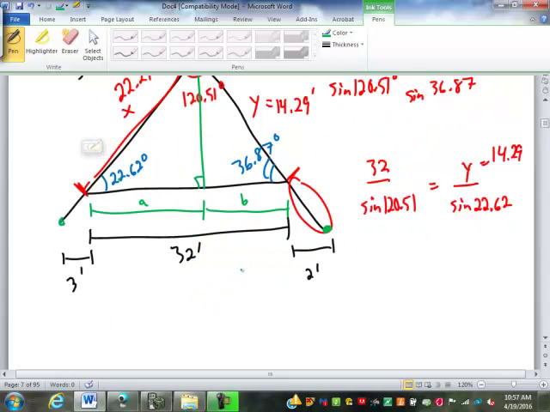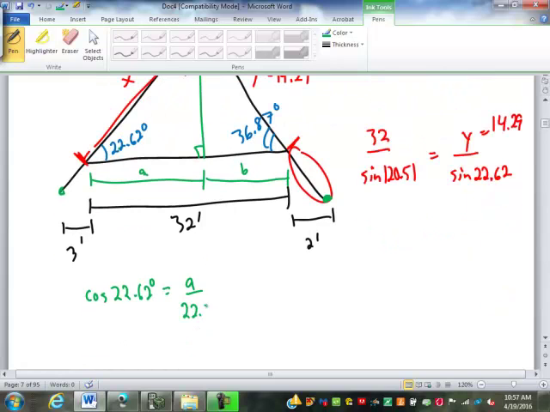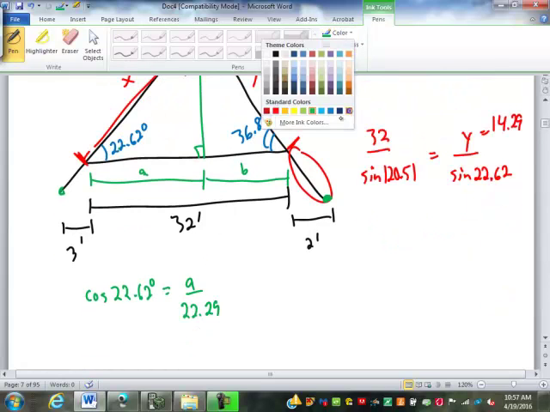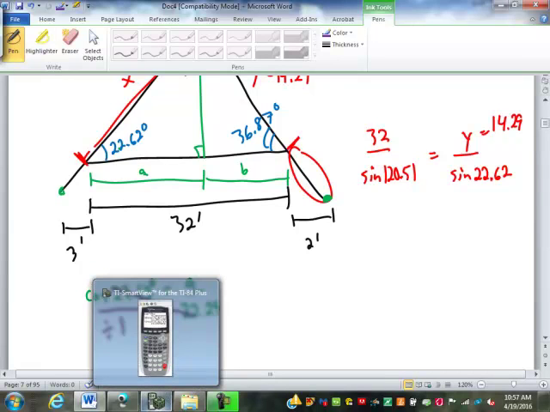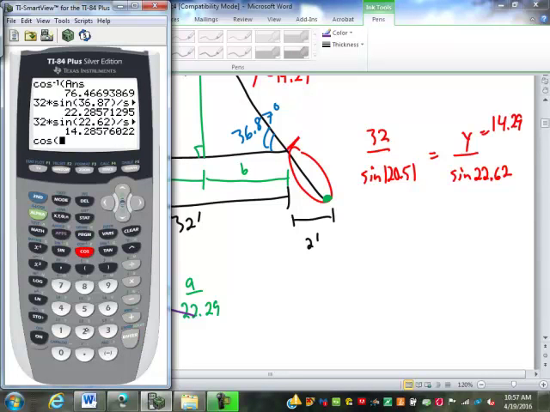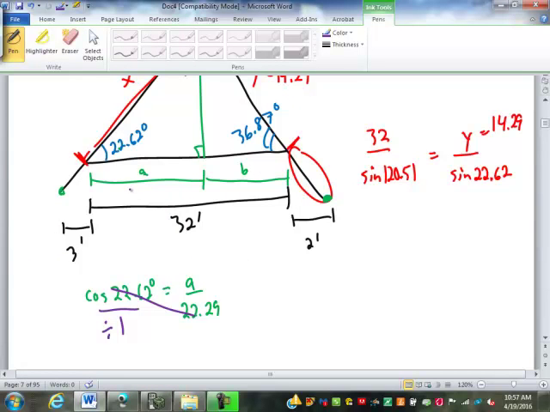Let's find A. Well, it's a right triangle. That would be the adjacent side to the 22.62. So it's cosine of 22.62 degrees equals A over the 22.29. So I make this 1 and I cross multiply and divide. So cosine 22.62 times 22.29, I get 22.57 for A.